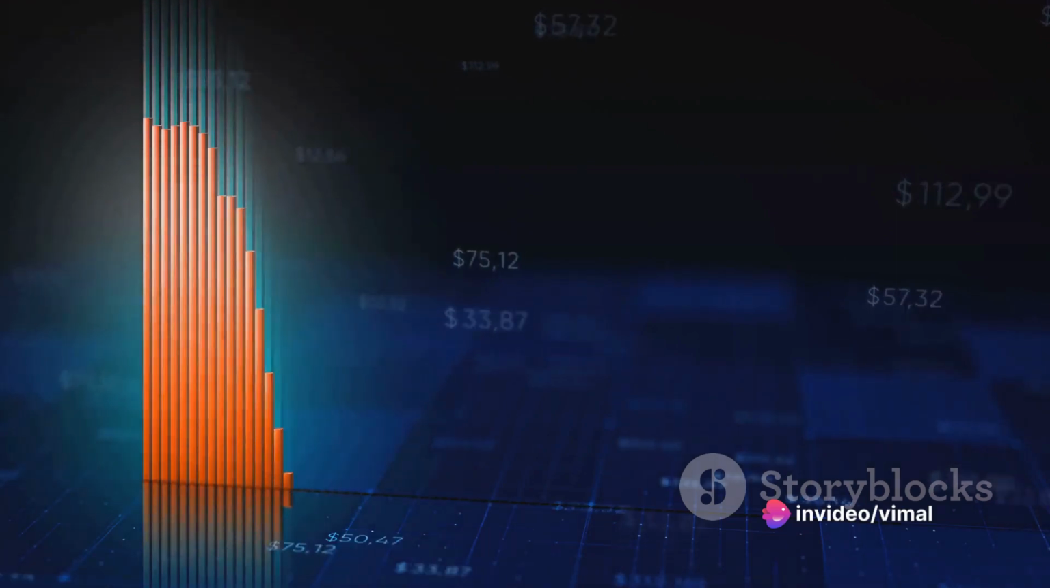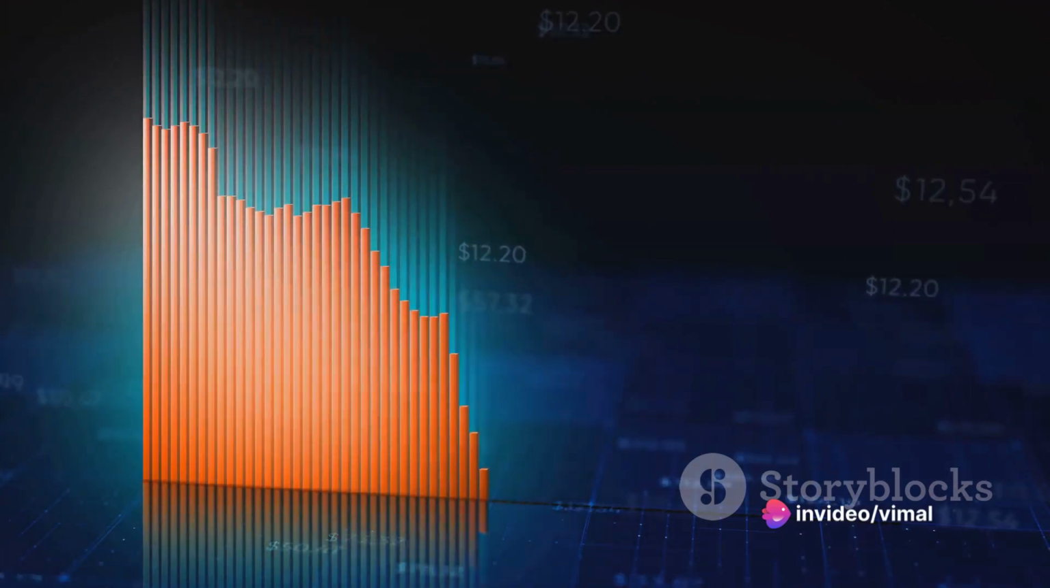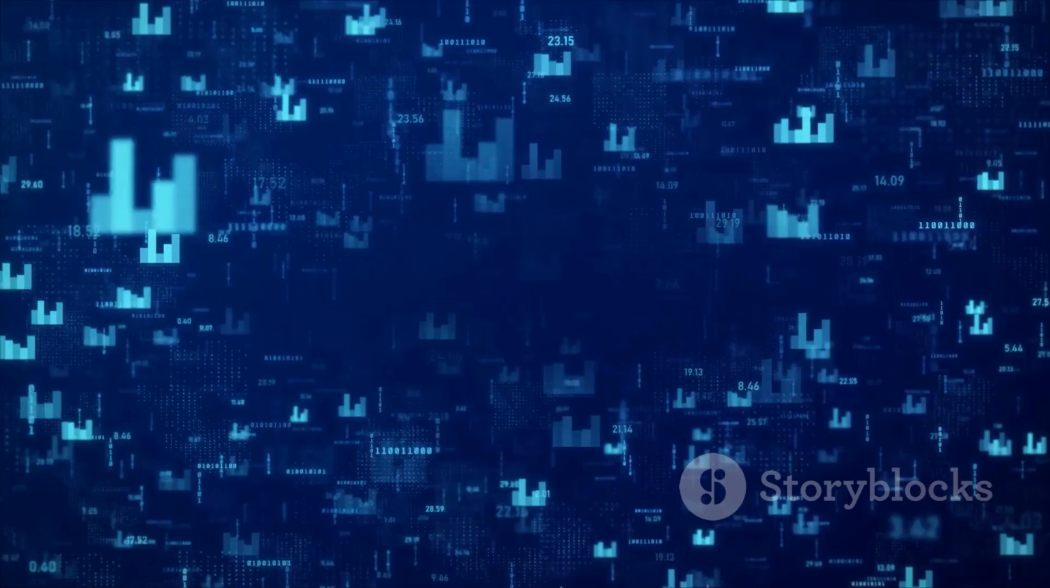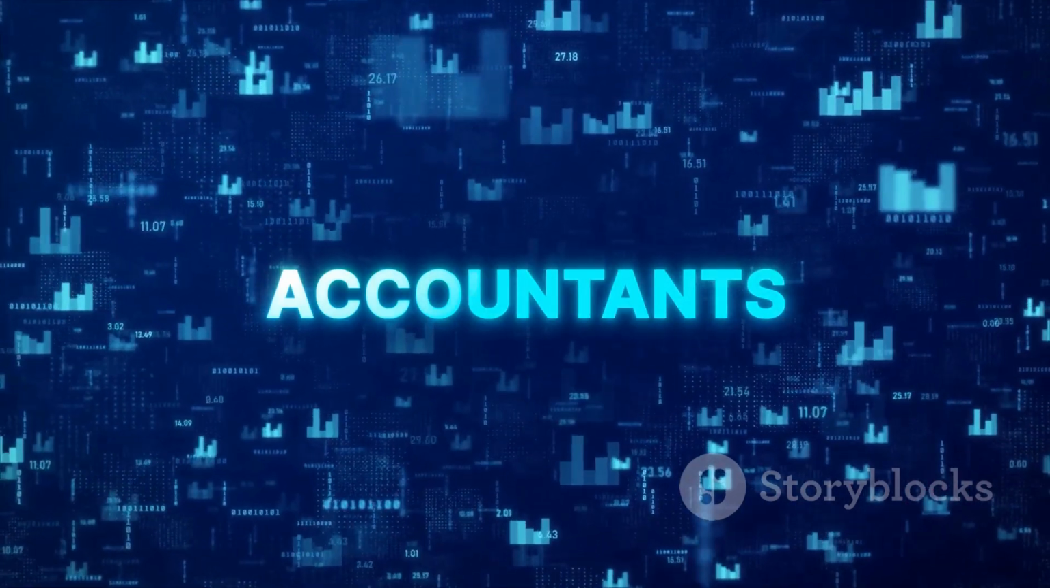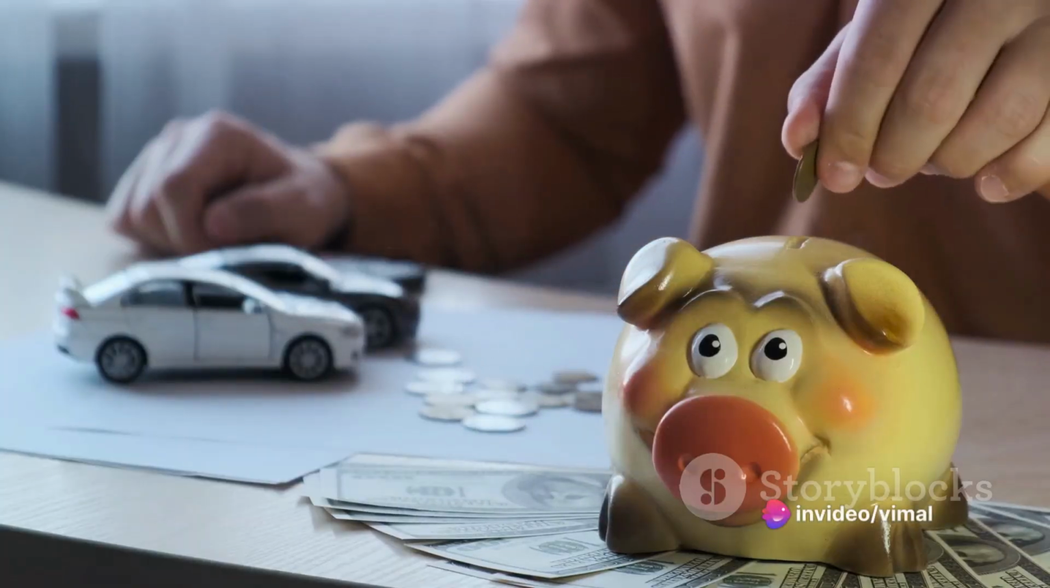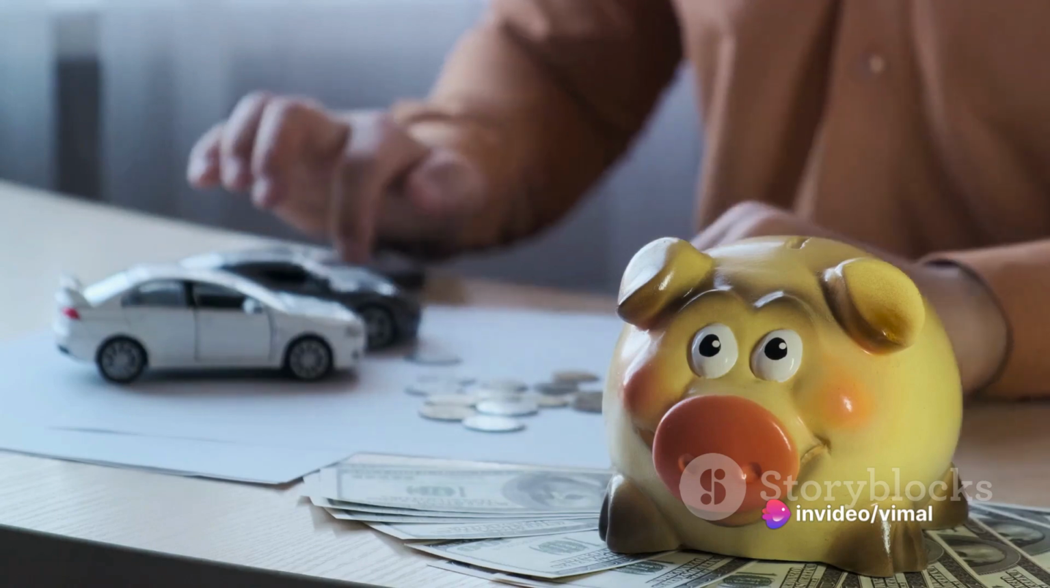This method accelerates the depreciation expense, meaning more of the cost is allocated in the earlier years of the asset's life. This can be useful for assets that lose value quickly. For example, a car might lose half of its value in the first few years after purchase.